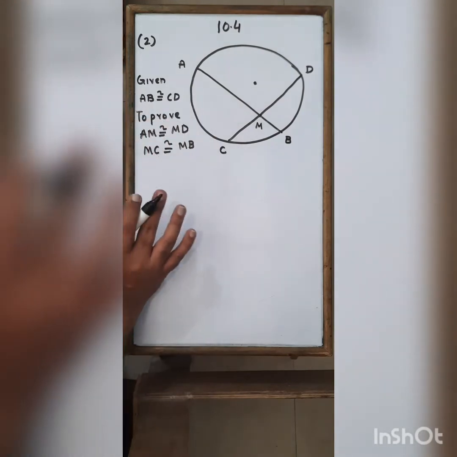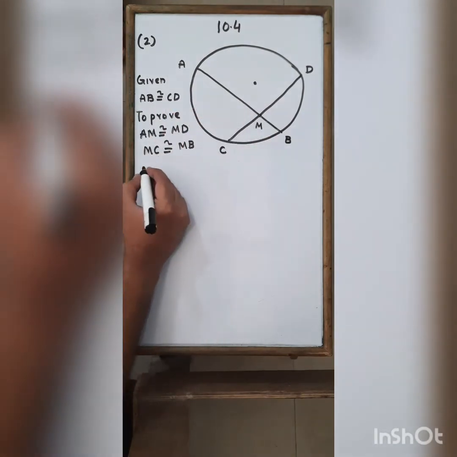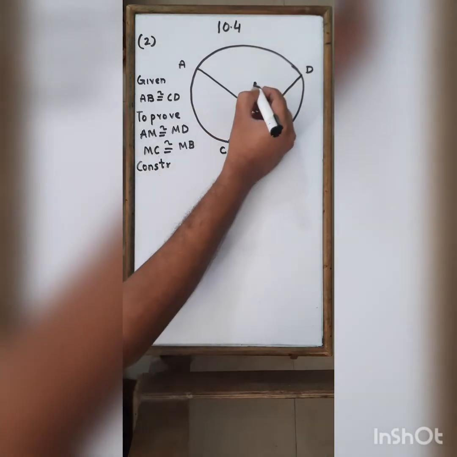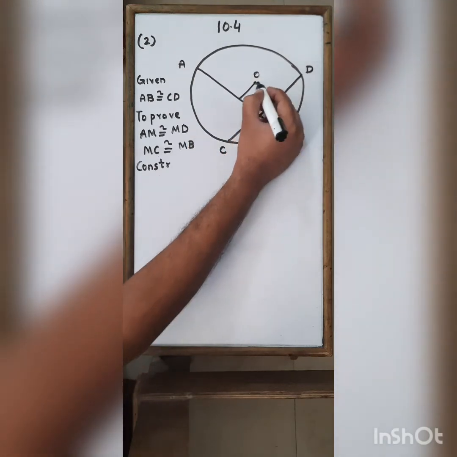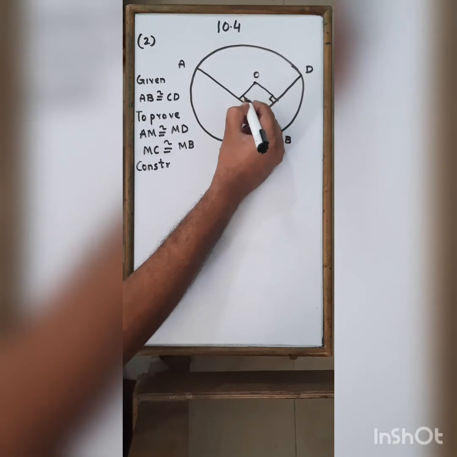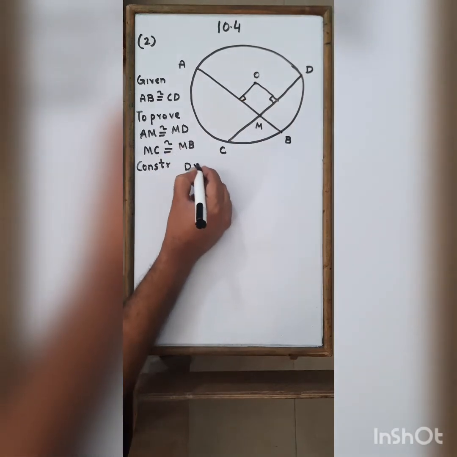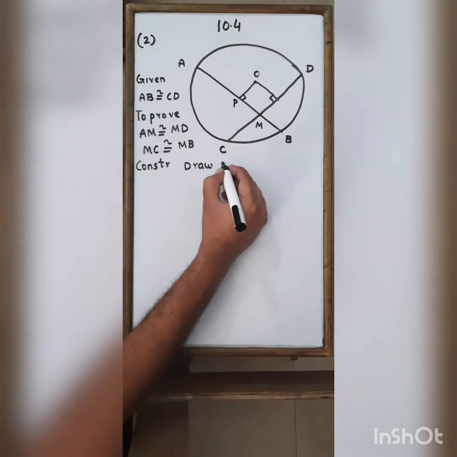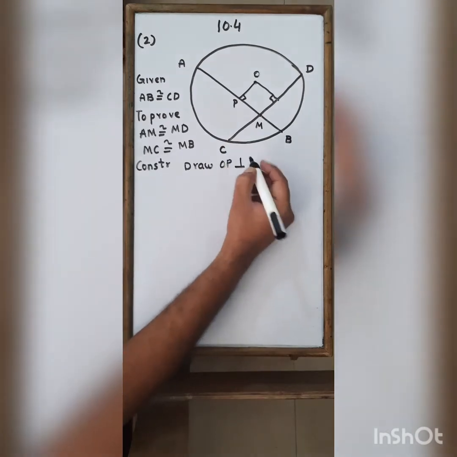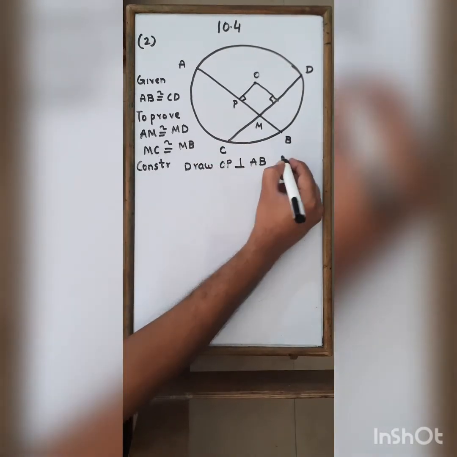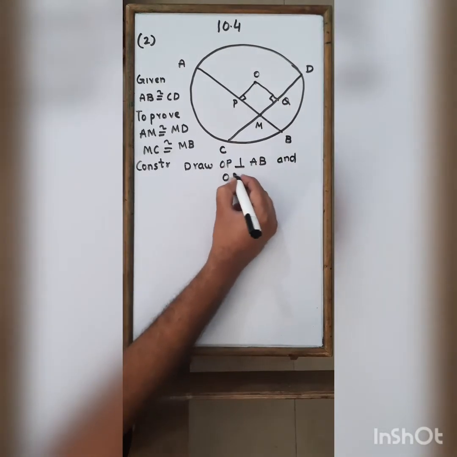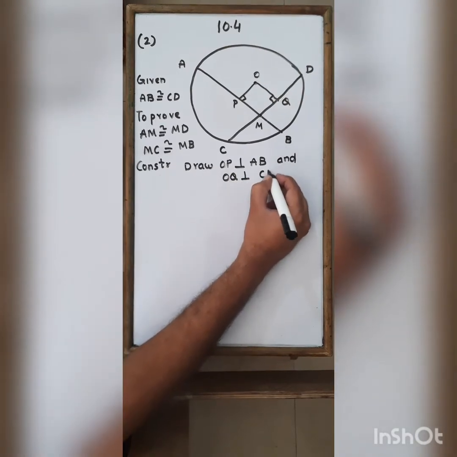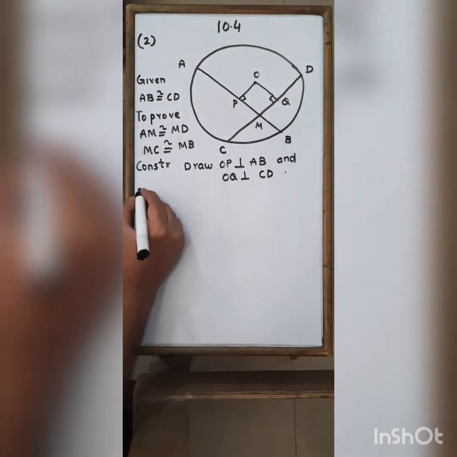First we know AB is congruent to CD. So now construction: this is the center of the circle and this is the perpendicular you draw. So construction, draw OP perpendicular to AB and OQ perpendicular to CD.